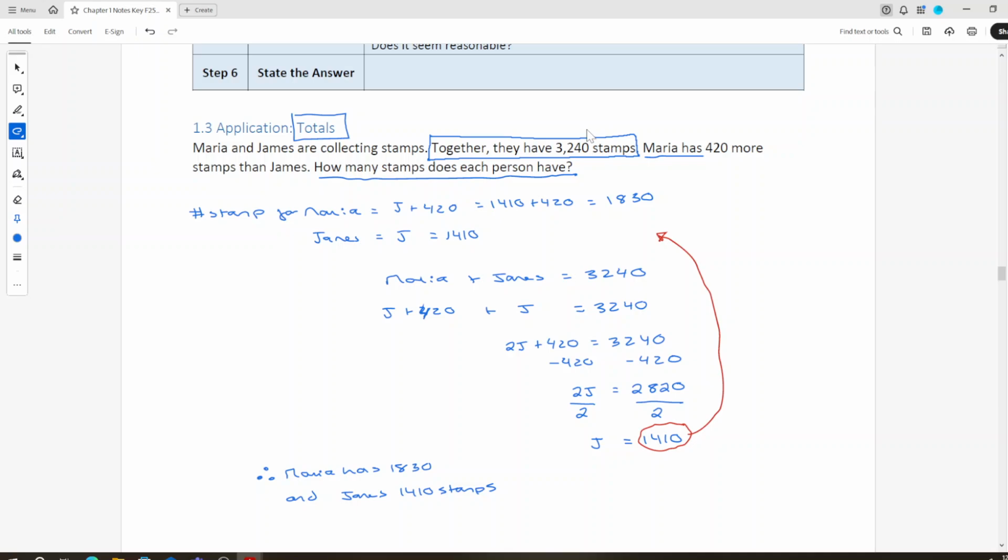So one thing I always check is that these answers don't come out as negative. You can't have a negative number of stamps. And then I always just check the words of the question. So together they have 3,240. If I add these together, do I get 3,240? Yes. Does Maria have 420 more stamps than James? Yes. Then I've solved it.